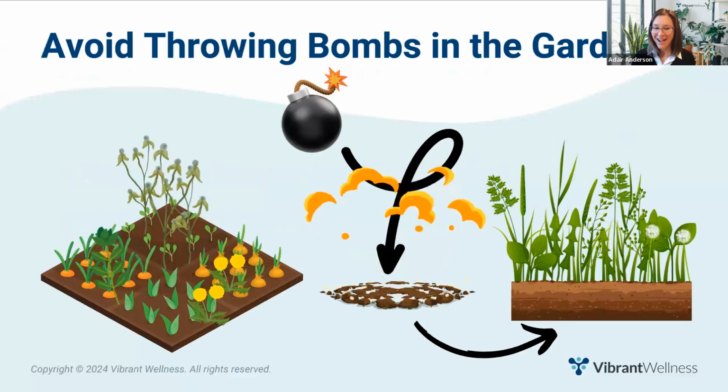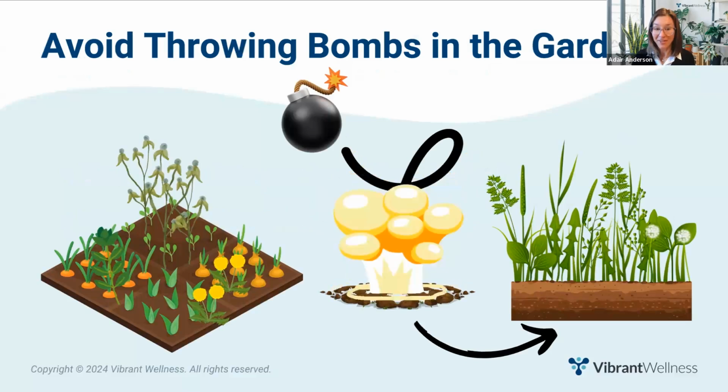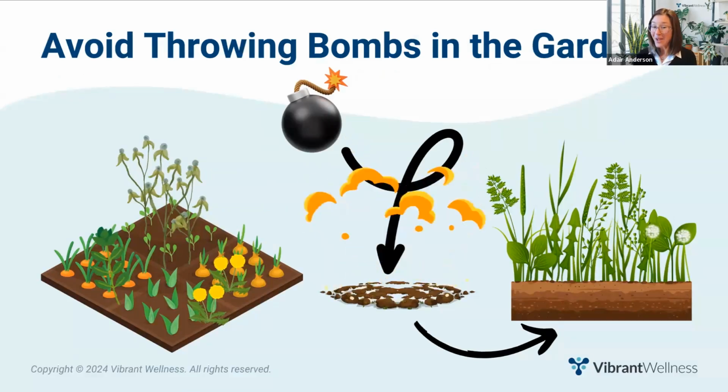There is a tendency I found to want to give antibiotics or antimicrobials when you see overgrowth. However, keep in mind that antimicrobials kill everything, not just the weeds. And the weeds tend to grow back faster than the vegetables. So sometimes slow is fast.